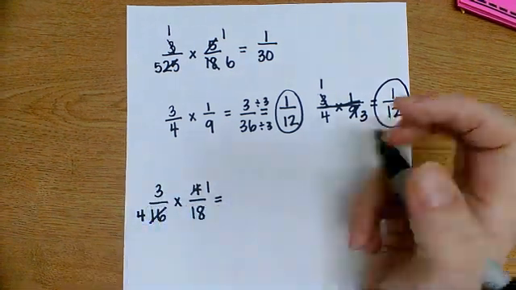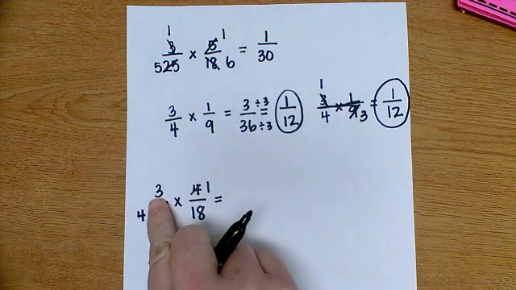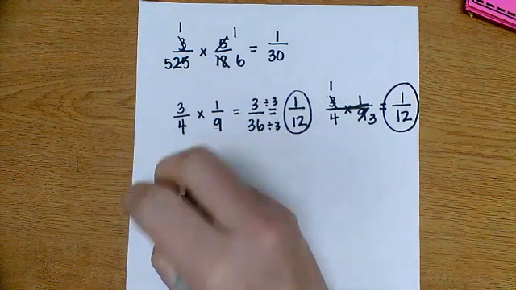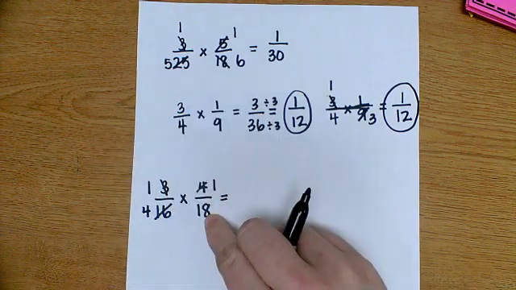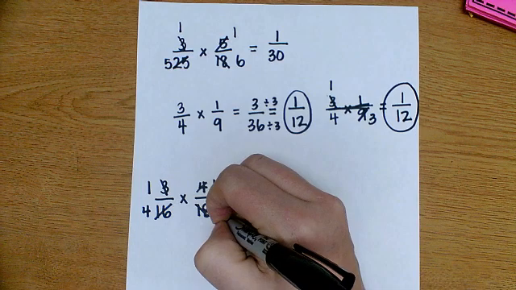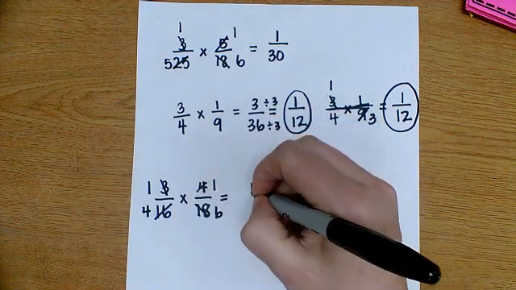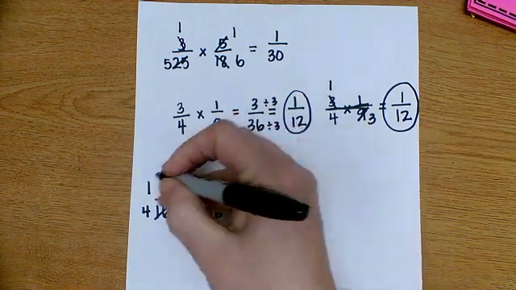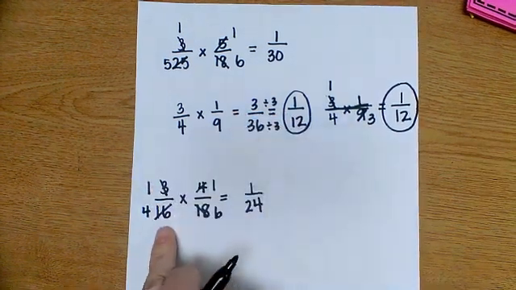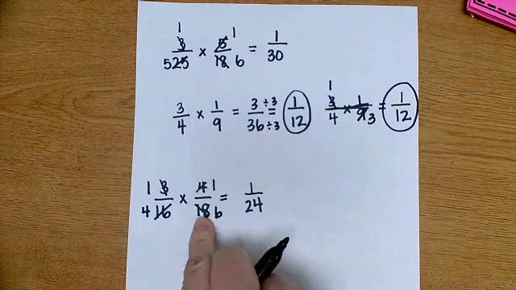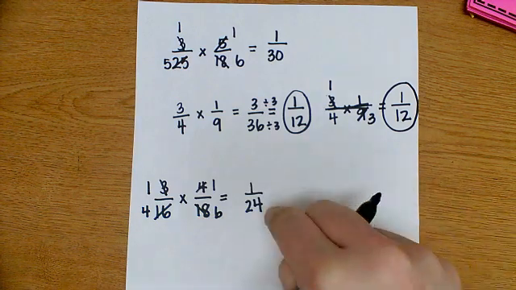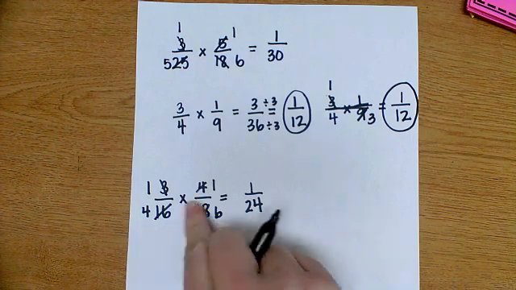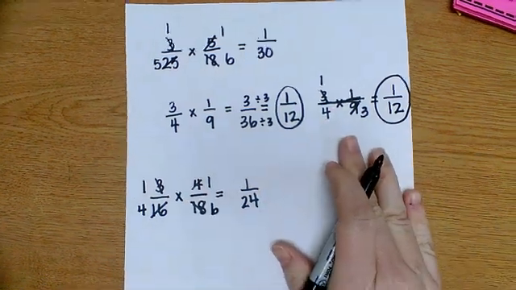And then this way, 3 and 18 both share a factor of 3. So I can divide 3 divided by 3 to get 1, and 18 divided by 3 to get 6. So then I can just multiply across, and I get 1 over 24. This to me is easier because I didn't have to multiply 16 times 18 and then find a way to simplify. I could simplify first with easy numbers that I already understood and have that fact fluency for.